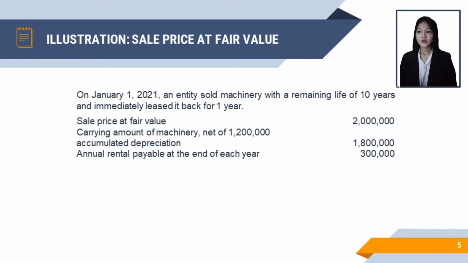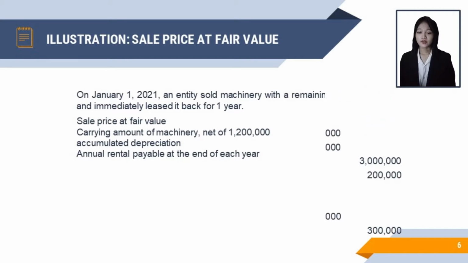Let's read it. On January 1, 2021, an entity sold machinery with a remaining life of 10 years and immediately leased it back for 1 year. Sale price at fair value is 2 million. This is how much the entity sold the machinery. Then, carrying amount of machinery is 1.8 million with an accumulated depreciation of 1.2 million, then annual rental of 300,000.